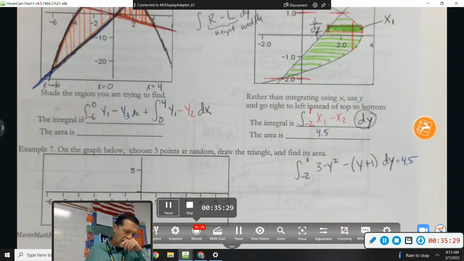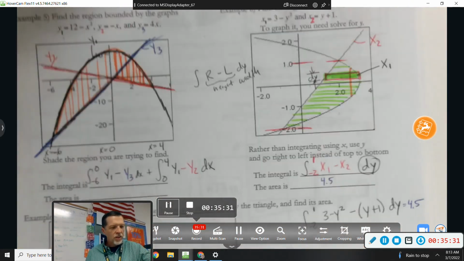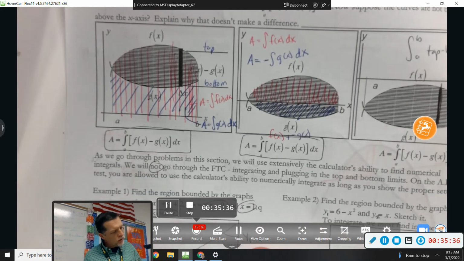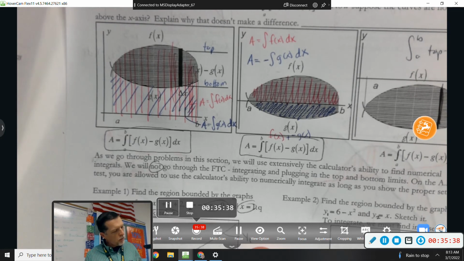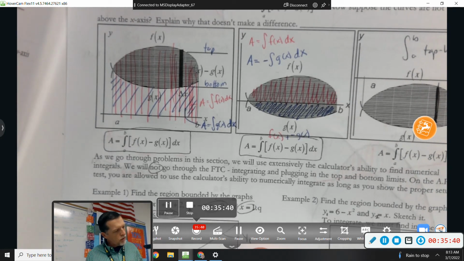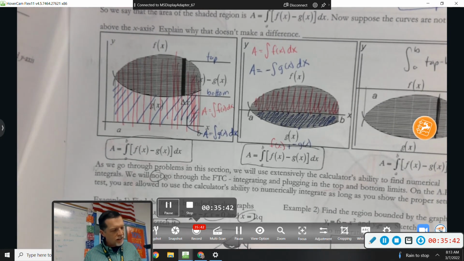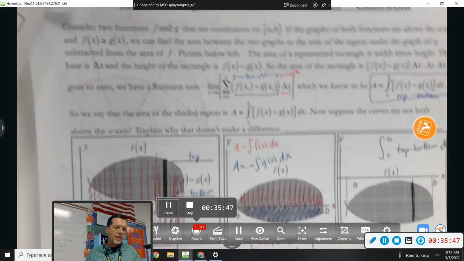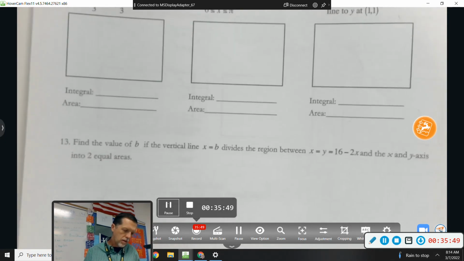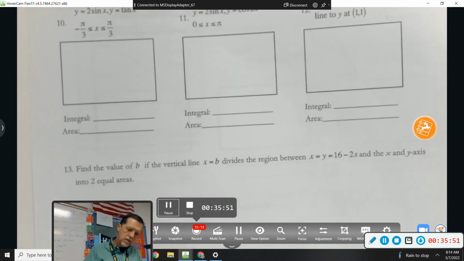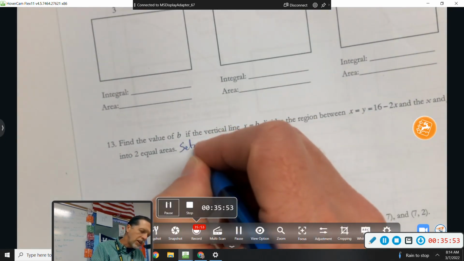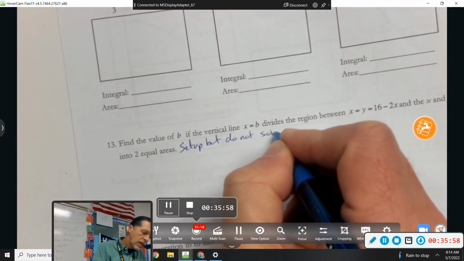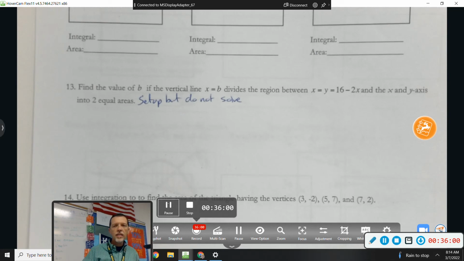All right, we're not going to do 7. Your assignment is 1 through 13. Try 13. I don't know that you'll be able to do it, but try 13. Get it set up if you can. Actually, let's make number 13 a set up but do not solve problem. That'll make it a lot easier when you get there.